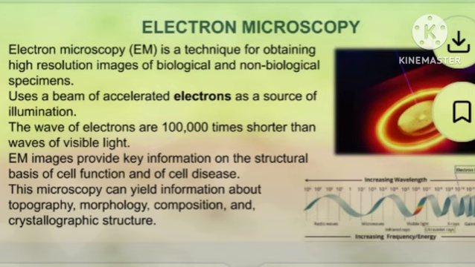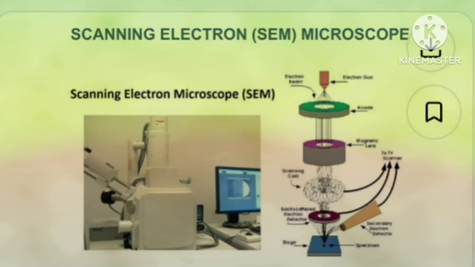And next, scanning electron microscope. SEM produces images by scanning the specimen with a focused electron beam. It does not transmit electrons. It produces striking three-dimensional, realistic images. So, scanning electron microscope, see the pictures, and uses. Next slides on uses.